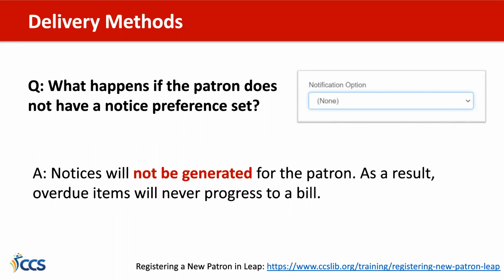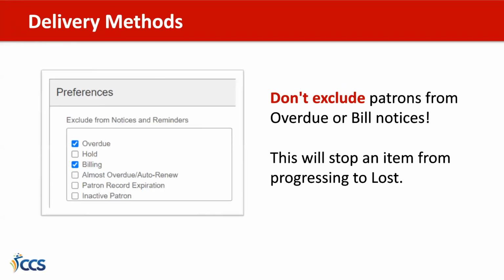Later on in the report segment, I'll highlight a report that will help you identify these users who may have this in their registration. And along those same lines, just one little registration reminder here: you also do not want to exclude patrons from overdue and billing notices, because that's going to stop that notice type from being generated at all, which will again prevent that item from ever flipping to lost.